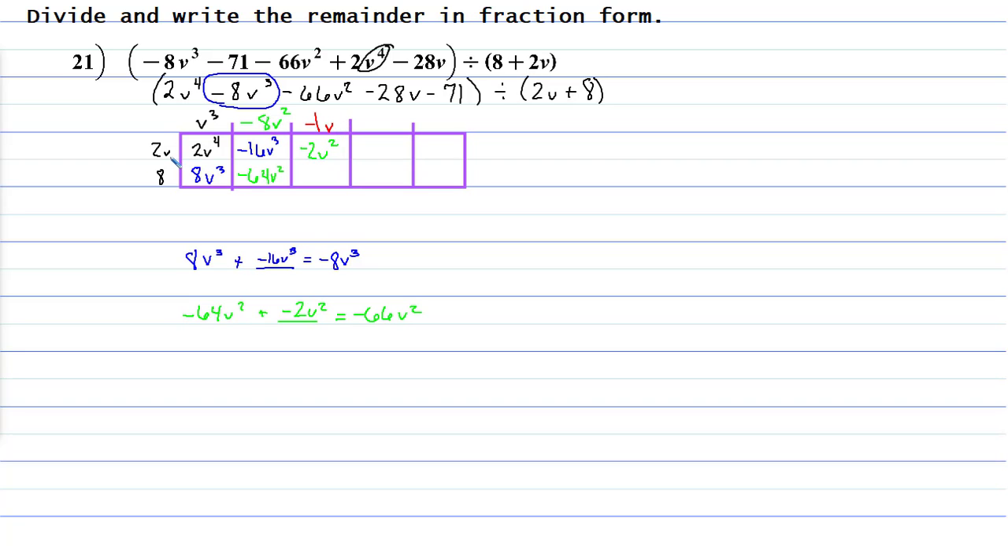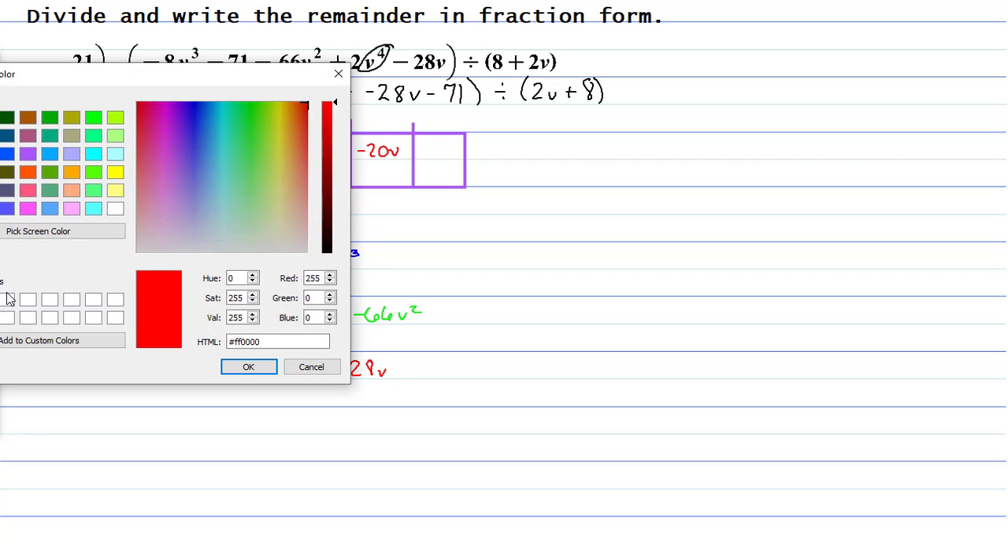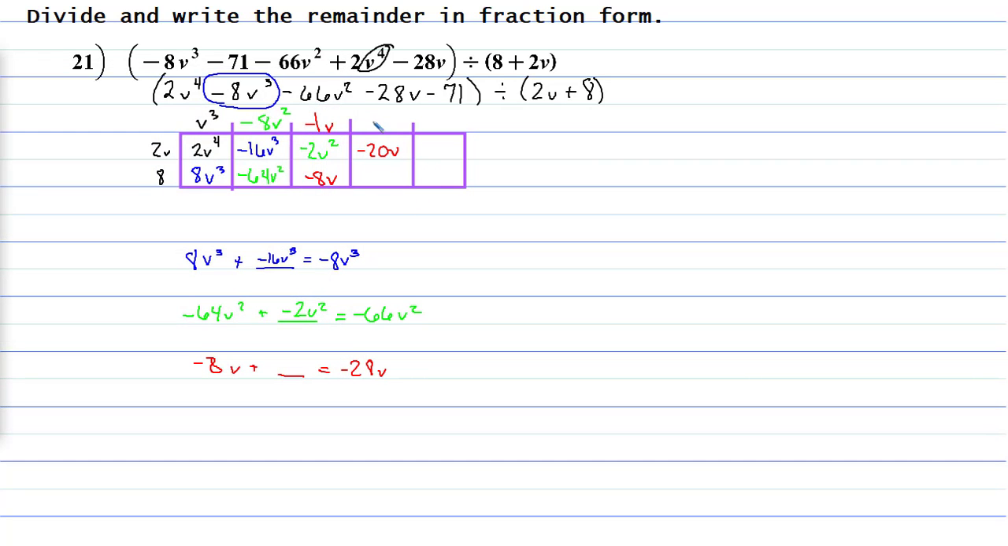And then v squared divided by v gives me v. Multiply coming down gives me negative 8v. So negative 8v plus something is equal to negative 28v. So negative 20v is what it is. And then I look at going up. And so divide to go up gives me negative 10. Multiply coming down gives me negative 80.